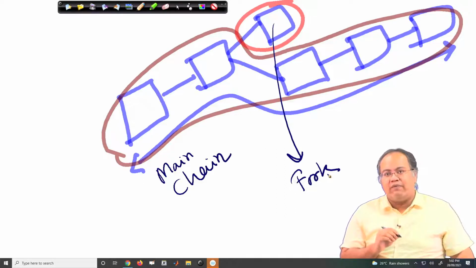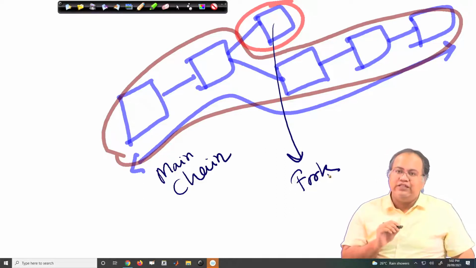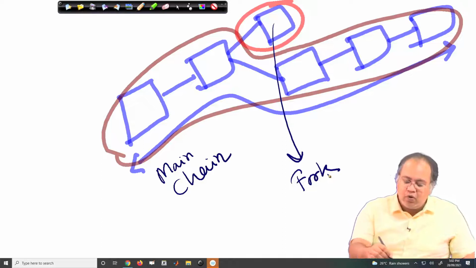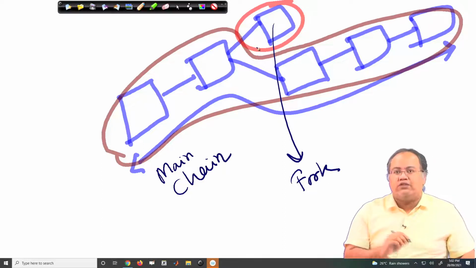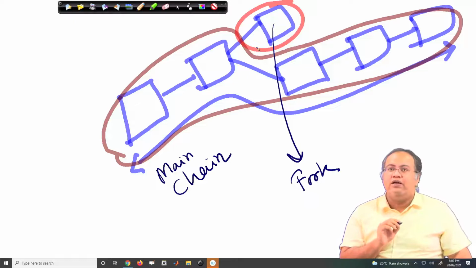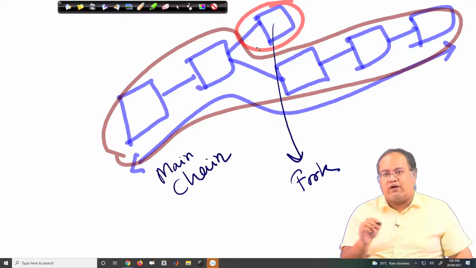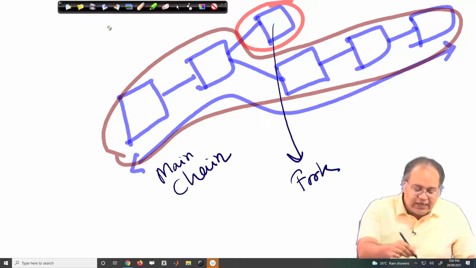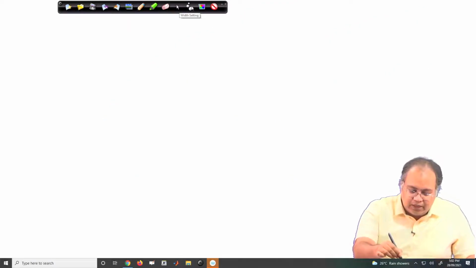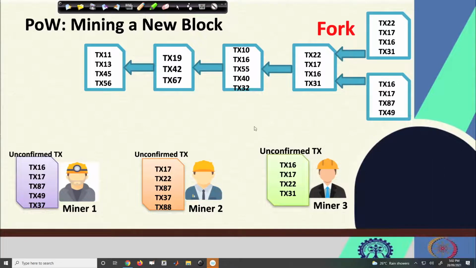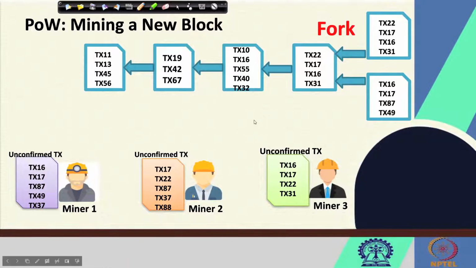So, what is my requirement? My requirement is that eventually I need to designate one of these branches as the fork. So, the question comes: how can I find out which branch is going to be forked? This is the thing that we are going to discuss, how I can ensure that one of these branches becomes part of the main chain and another branch becomes a fork.